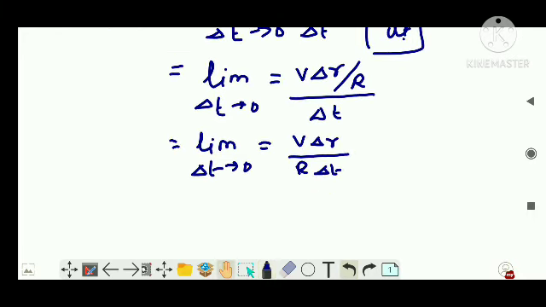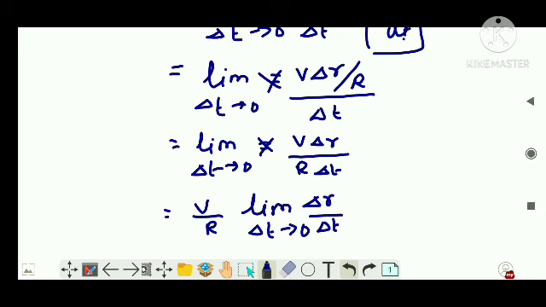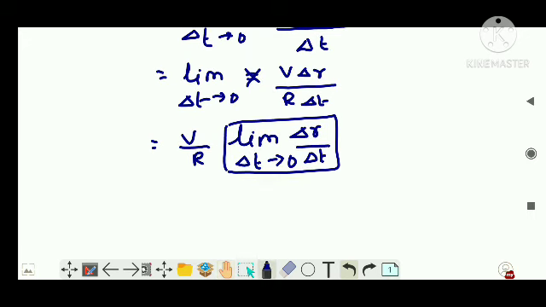Out of this, V by R is a constant term. Sorry, this is into, I wrote equal. Let's bring the constant terms outside. V by R is constant. So limit delta t tends to 0 of delta R by delta t. Now what is this term? When t tends to 0, rate of change of displacement with time, that is our velocity, which I can write as dR by dt, right? Clear?